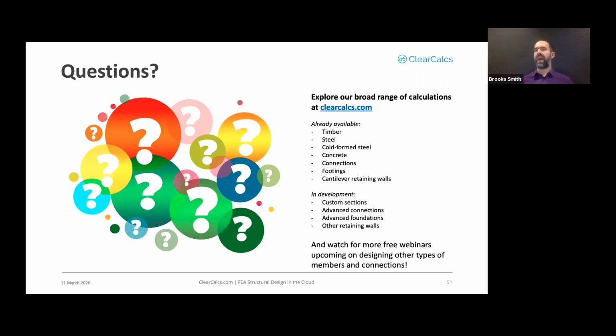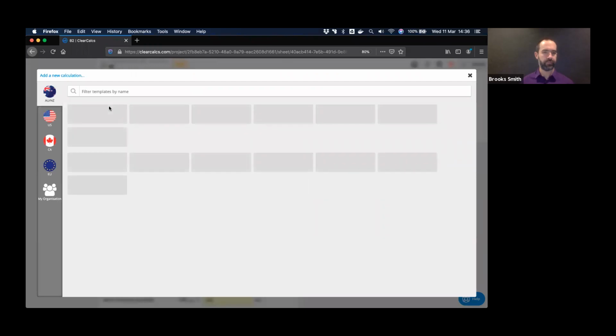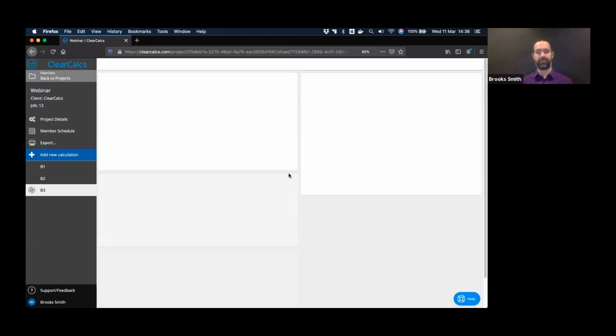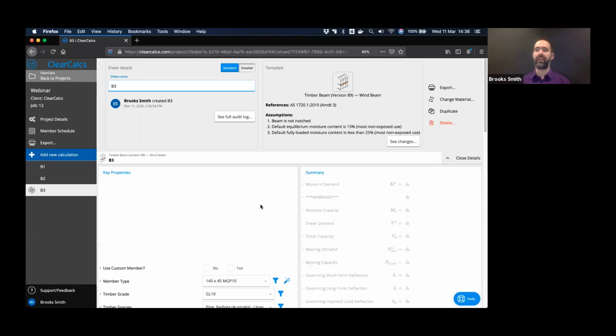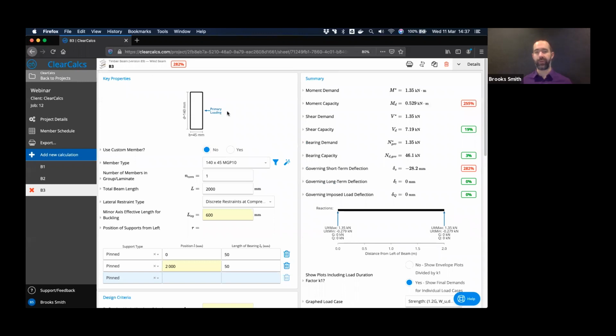So when will we have wind beams? Actually, we already have wind beams. So I'll just quickly go to add a new calculation here. When I click on timber beam, you'll see wind beam is an option here. You can already select that. When you select that, you'll see that the primary loading is defaulted to being about the minor axis. And you can select most members here.